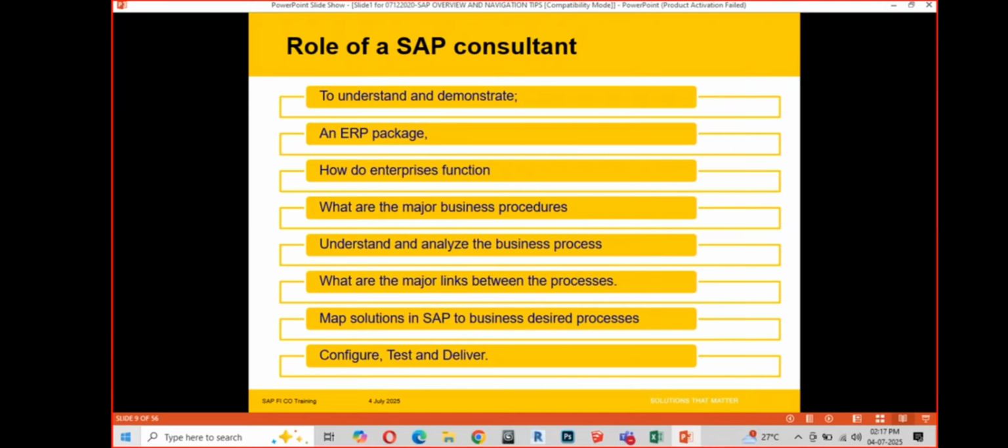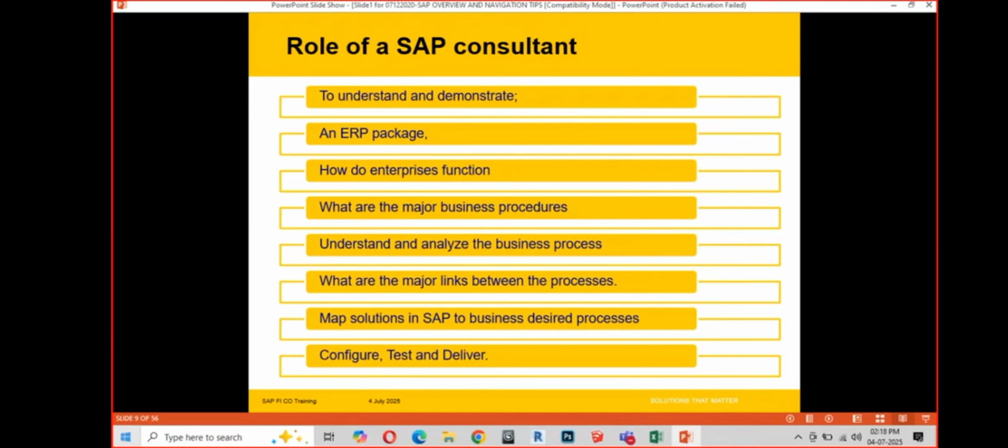How do enterprises function? Basically, that is my very first question. What is the business of my implementing partner? What is he into? What kind of an industry? Okay, what are the major business procedures, business processes? We already know something about the business processes, how the purchase, how the finance, how the sales department, how the HR department talks to each other. That is your business processes.